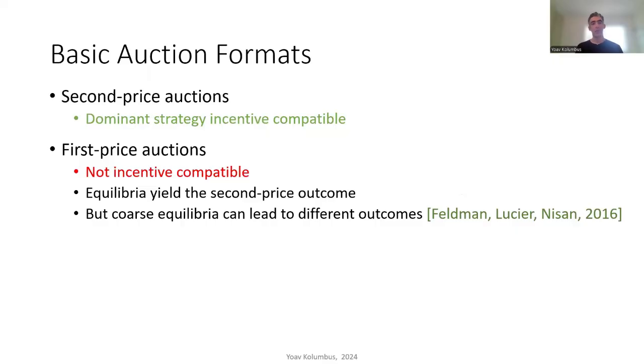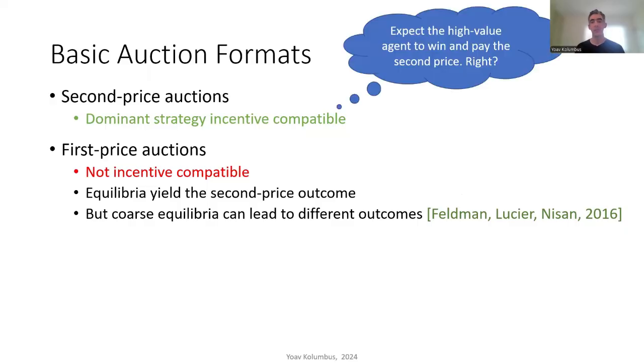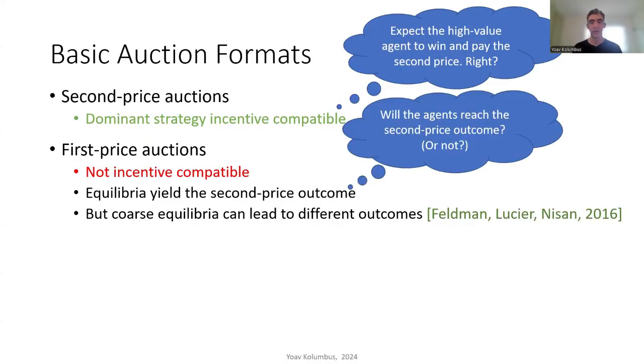So the auction formats we're going to look at are second price and first price auctions. A second price auction is well known to be dominant strategy incentive compatible. So here perhaps the naive expectation would be that we will get what's called the second price outcome, where the agent with the higher value always wins and pays the second price, an amount of payment equal to the second highest value. First price auctions are known to be not incentive compatible. The equilibria do give the second price outcome, but on the other hand, they have coarse equilibria that lead to different outcomes. So here, it's less clear what we could expect.